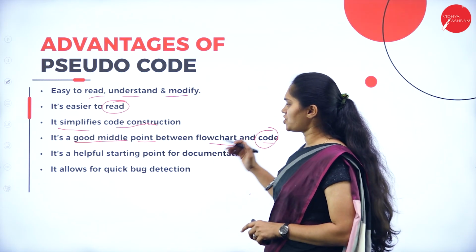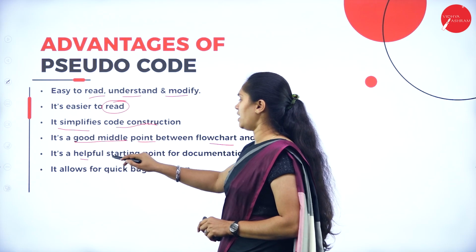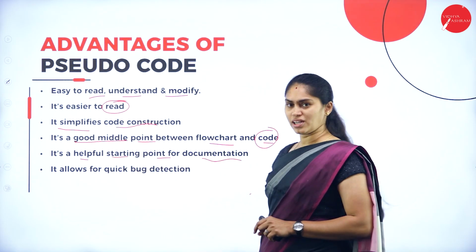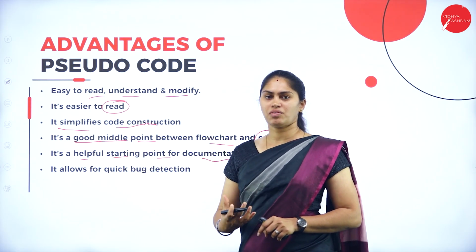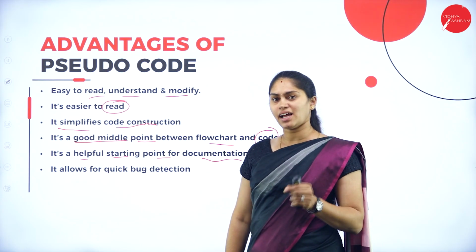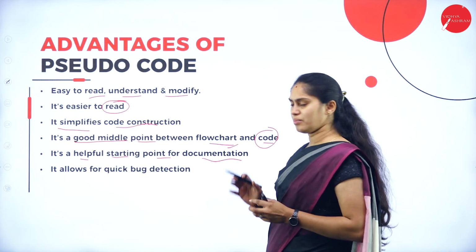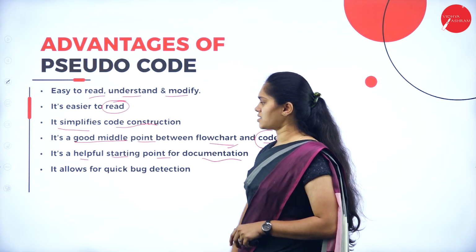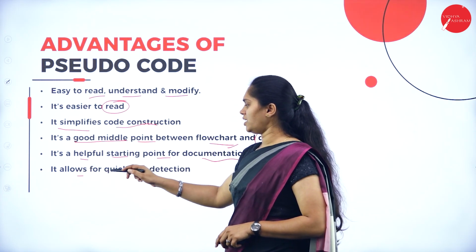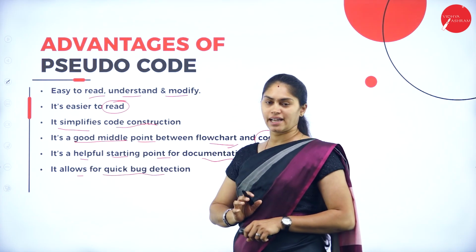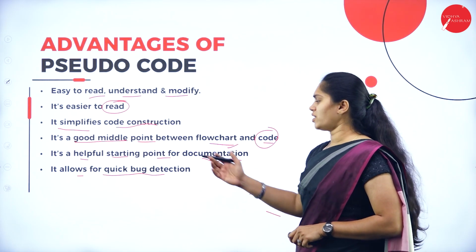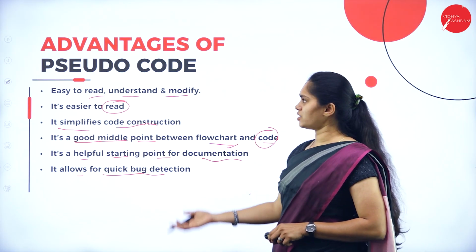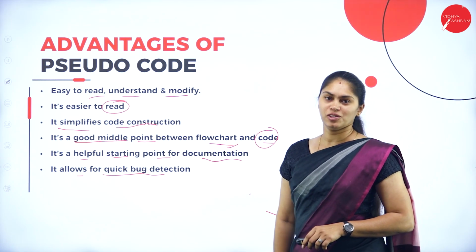which will help the programmer write code in a very efficient manner, and also it is a helpful starting point for documentation. Why? Because it is in English phrases, it will act as documentation as well. So that's why it is helpful, and it also allows for quick bug detection. We can easily get to know what error we have in it. So that's all regarding the advantages of pseudocode.